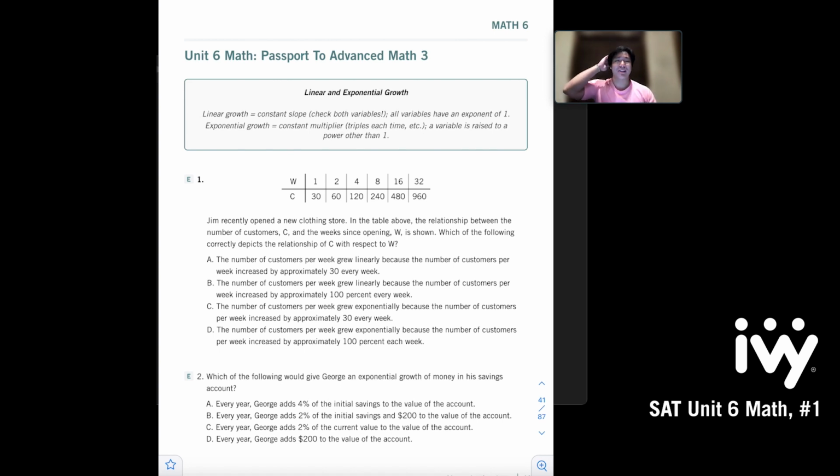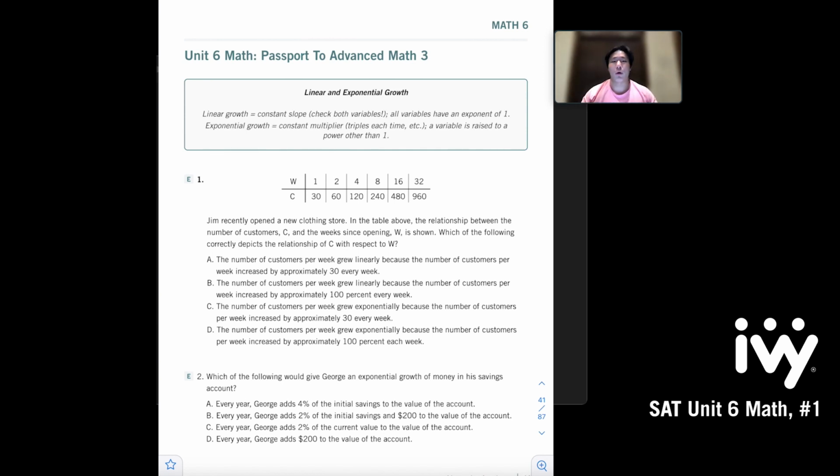We're going to start off today by talking about linear and exponential growth. So linear growth is a constant slope. Make sure you check both variables, and they have an exponent of 1. Exponential growth is a constant multiplier, so every time it either doubles or triples at each time step. A variable is raised to something other than the power of 1.